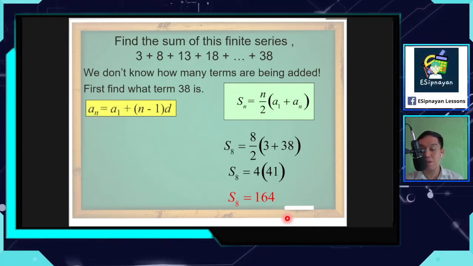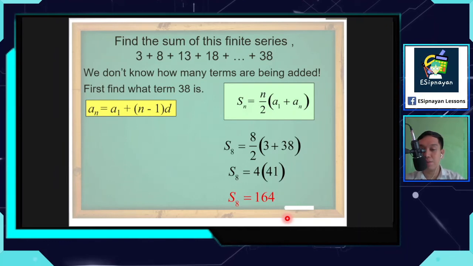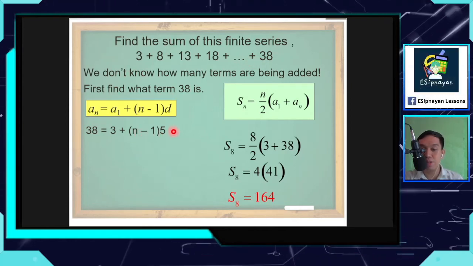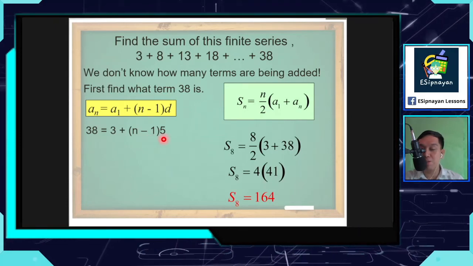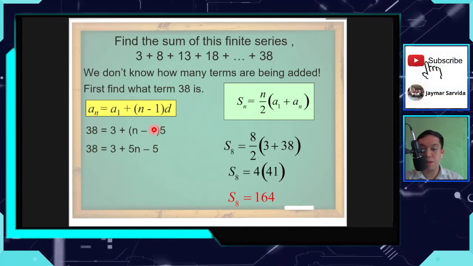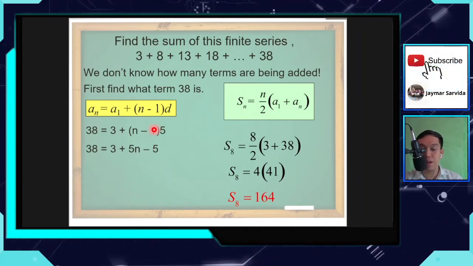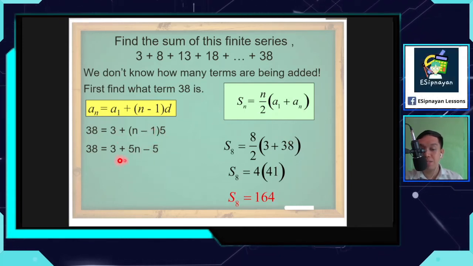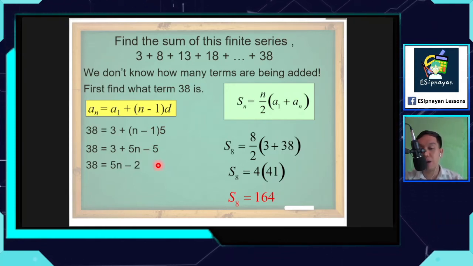So gamitin natin ulit yung ating general rule kanina to find the nth term para mahanap natin yung value ni n. So mayroon naman tayong a sub n which is 38 equals a sub 1 which is 3, then quantity of n minus 1 times 5. So gamitin natin yung distributive property. So 5 times n, then 5 times negative 1. So that will become 38 equals 3 plus 5n minus 5. Simplify: 3 minus 5 is negative 2. So that will become 38 equals 5n minus 2.